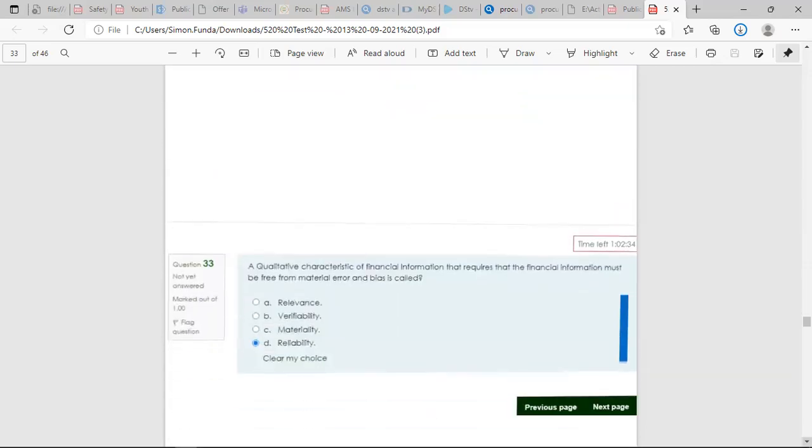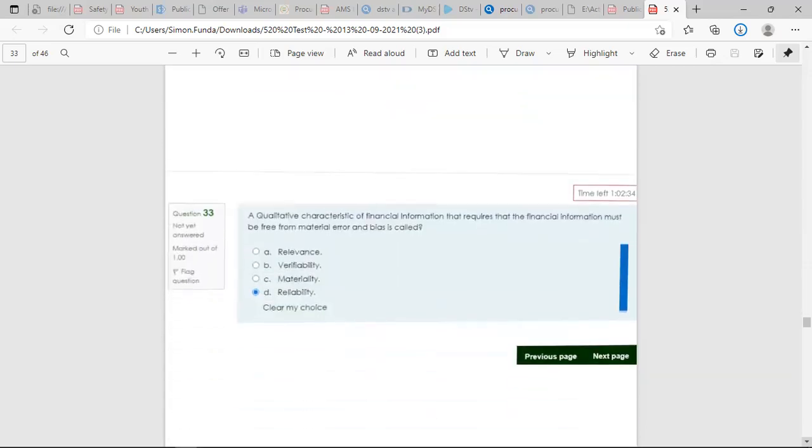Okay, we move to number 33. A qualitative characteristic of financial information that requires that the financial information must be free from material error and bias is called. Yeah, reliability. Information is supposed to be reliable. This one is easier.